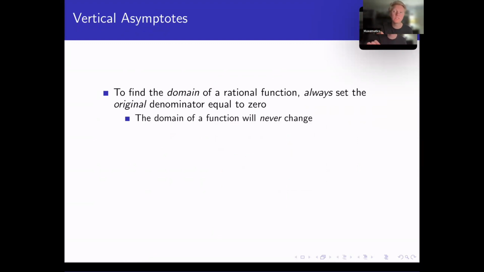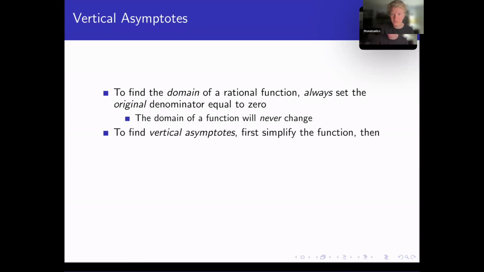No matter how you can simplify, no matter what you can do to a function, there was one of the functions that we were just doing domains for that you could have simplified first. However, domain is always the original denominator, no matter what, period. However, to find vertical asymptotes, to find these vertical locations where things are weird, start by simplifying the function. After you do that, then you set the new denominator equal to 0.